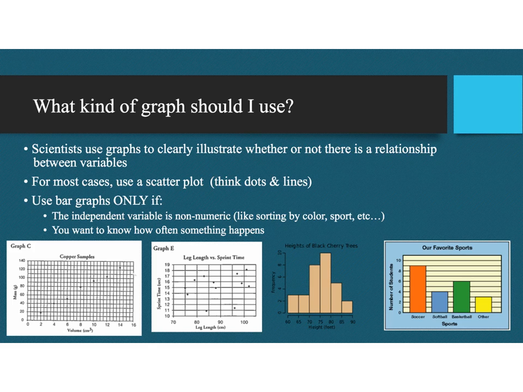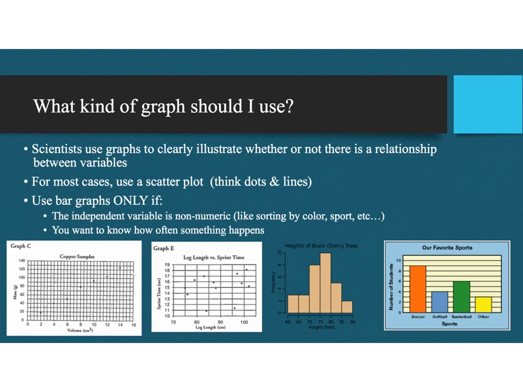The independent variable is non-numeric. Okay, meaning that what you're controlling is not measurable with numbers. It's like sorting by color or sport type, or maybe a range of height or something like that, where it's non-numeric, and so you can't really graph numbers in a sense. So use a bar graph if your independent variable is non-numeric, all right?